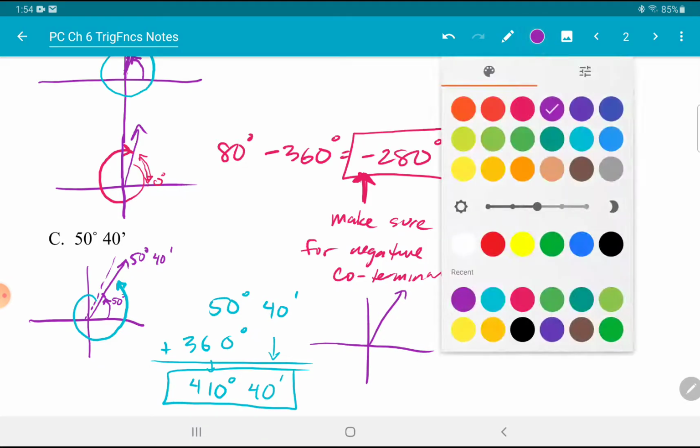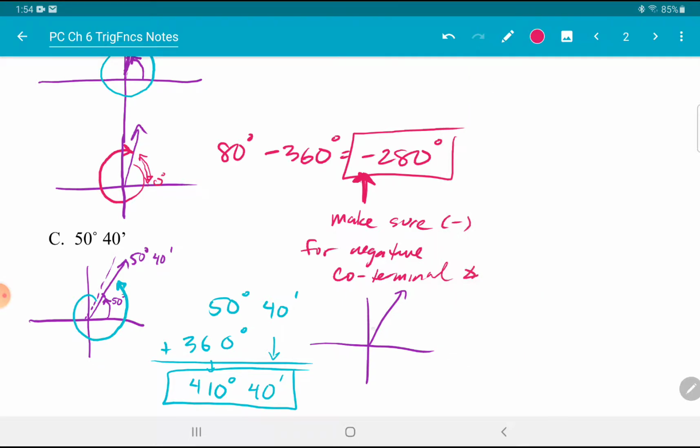All right, now let's look at the second scenario, where we're again at 50 degrees, 40 minutes, but instead of finding the positive coterminal angle, we're going to find the negative coterminal angle, which means we backtrack, we go all the way around. Okay, so if we go all the way around, this one's a little bit trickier. It's not quite as simple as doing addition. What you'll notice here is that what we're essentially doing is subtracting 360 degrees.